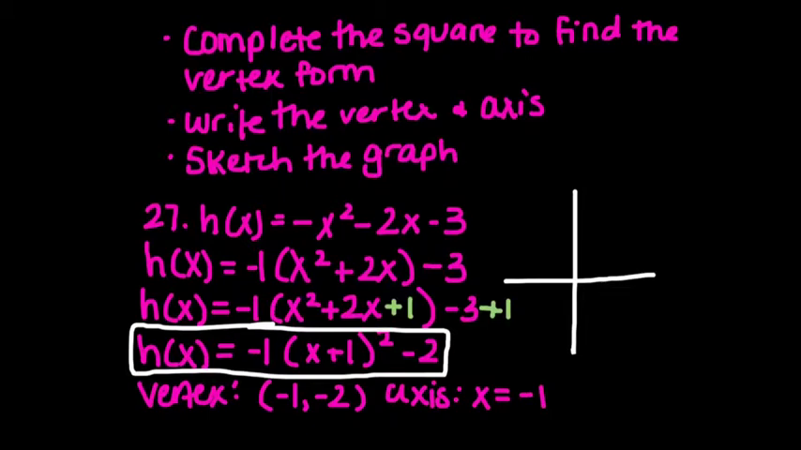To put all of these elements together to sketch my graph, I know that the vertex is negative 1, negative 2, so somewhere in quadrant 3. I know because of the negative 1 outside that it's going to open downward. So when I sketch that, I get a parabola that looks something like this. Very, very rough to sketch.